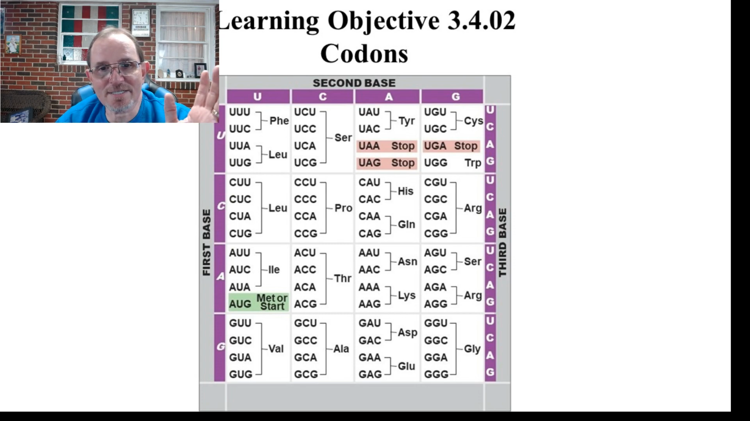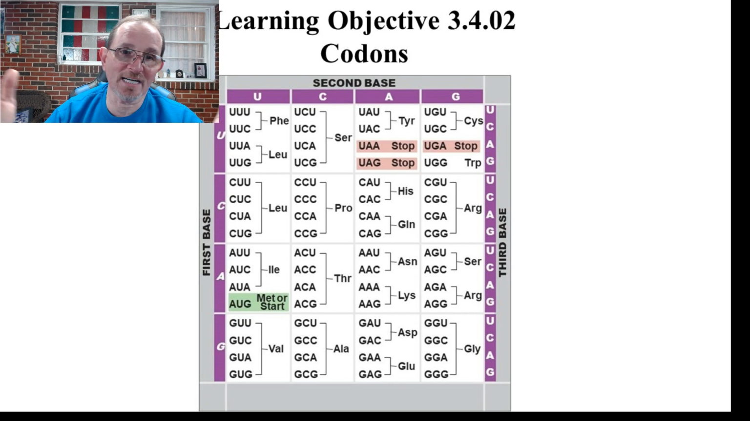So all of these guys have different codes. In some cases 4 or 6 of them code for the same thing, because we've only got 20 amino acids, but we've got 64 combinations of 3 letters to make words. So the only ones I really want you guys to have down pat are 4 of them.